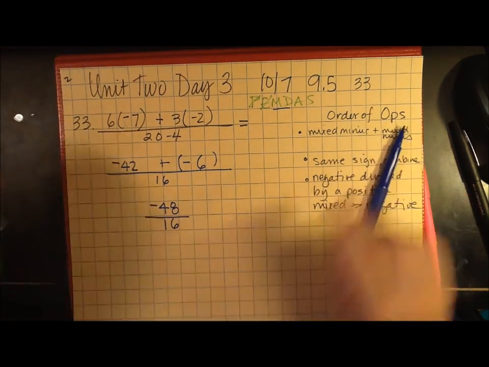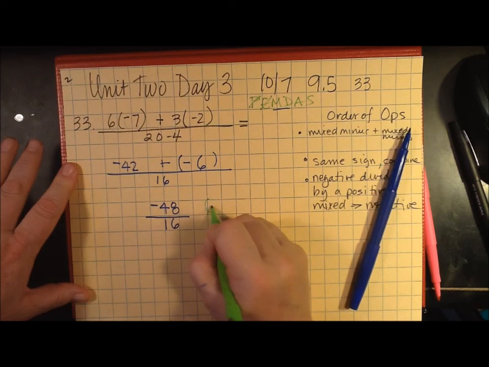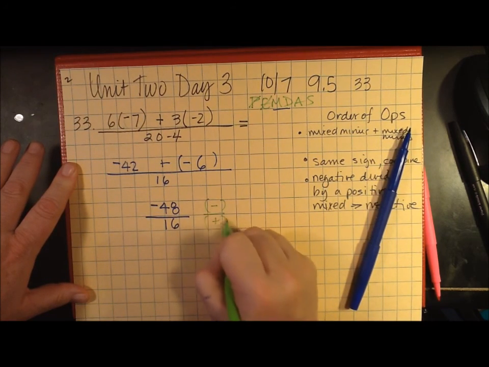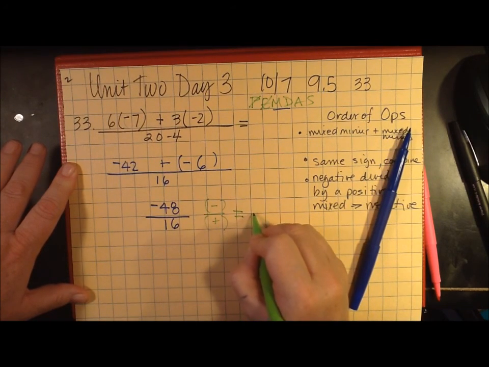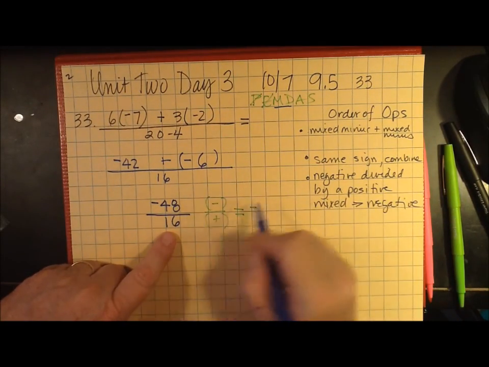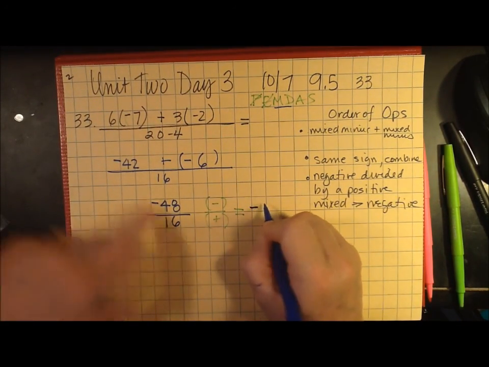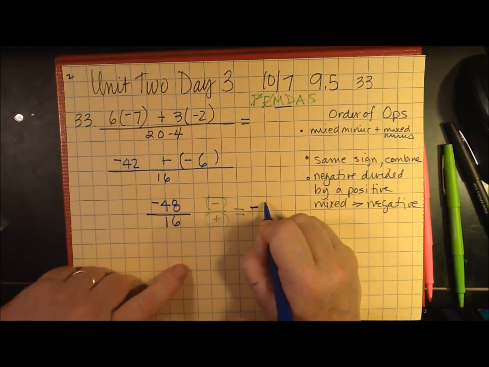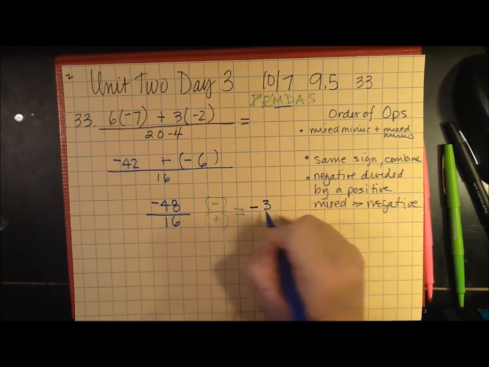And here I have a negative divided by a positive. So my answer will be negative. And 16 goes into 48 3 times, so the answer to all of this is negative 3.